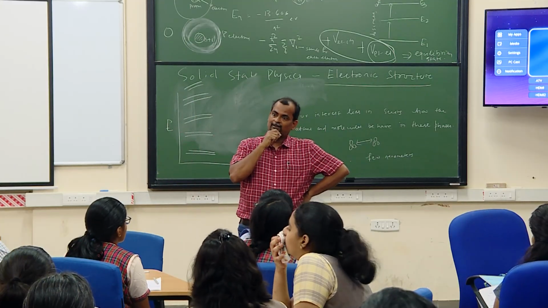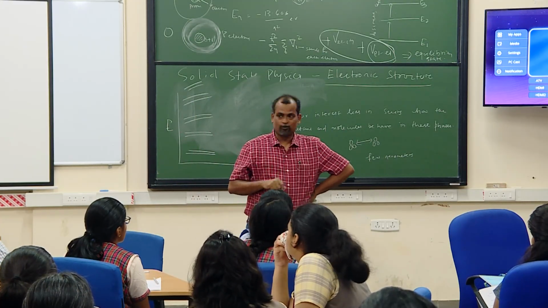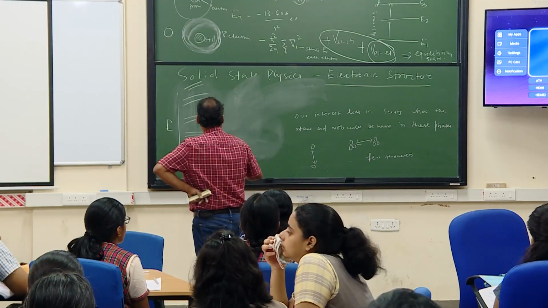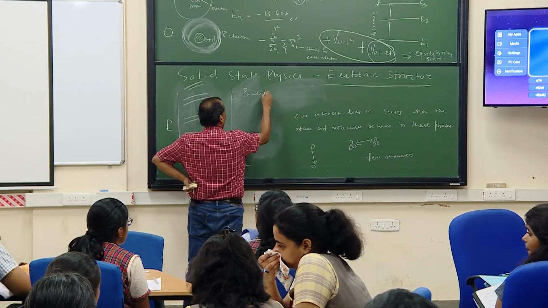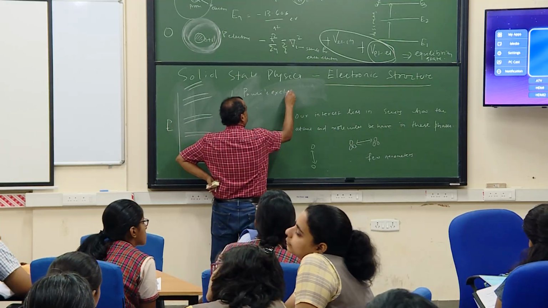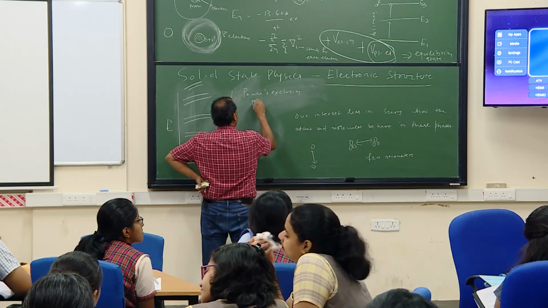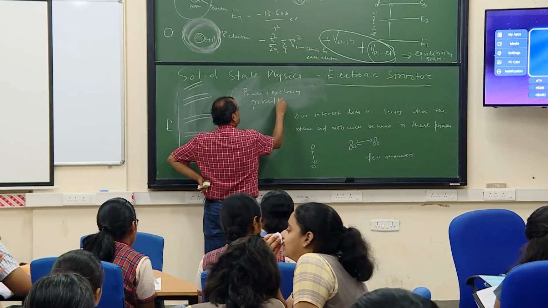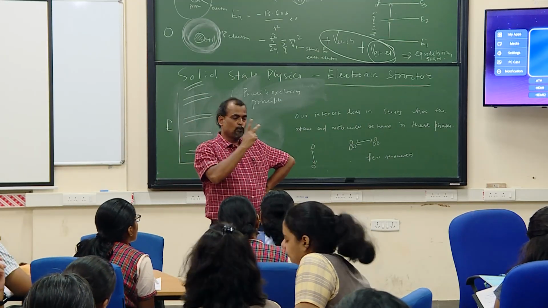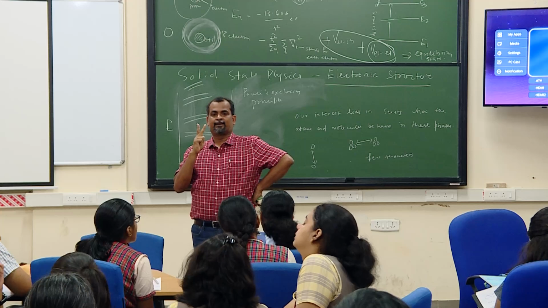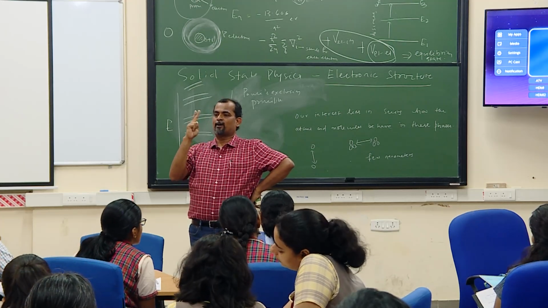Why? Okay, you know about the Pauli principle? Okay. So since all of you know, I can go a little deeper. What it says is that two electrons cannot have identical quantum numbers.